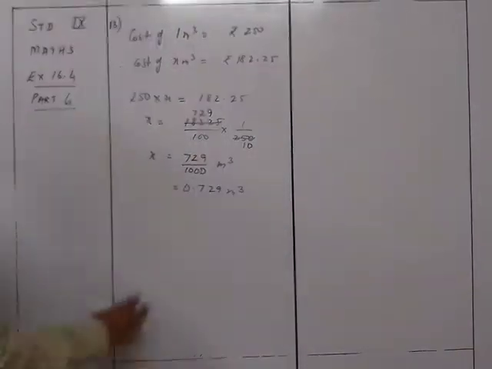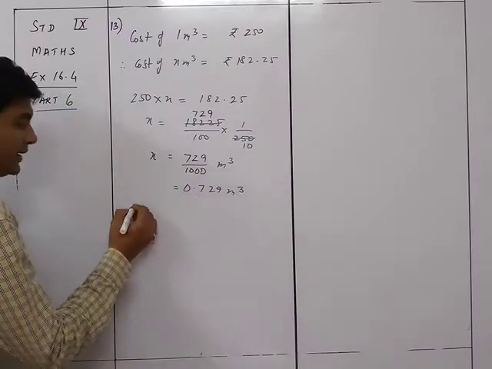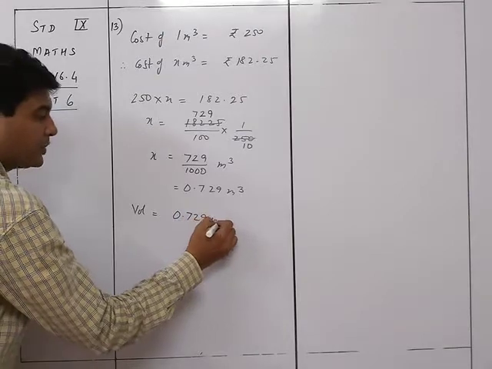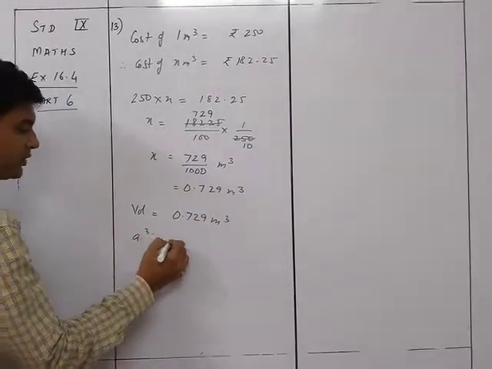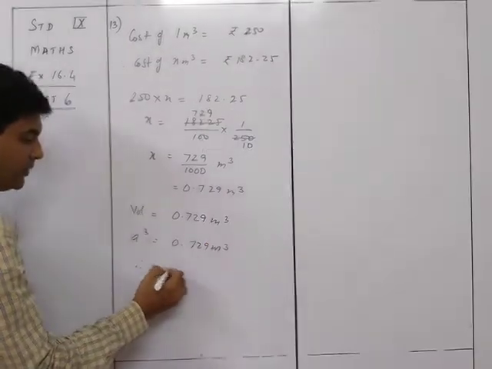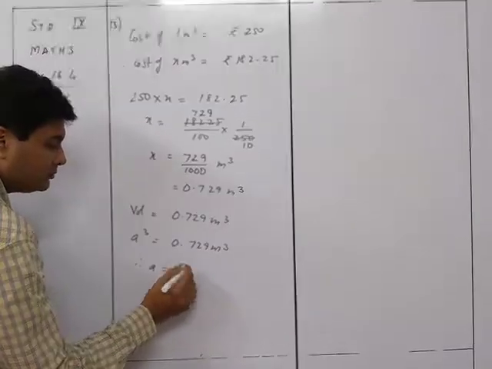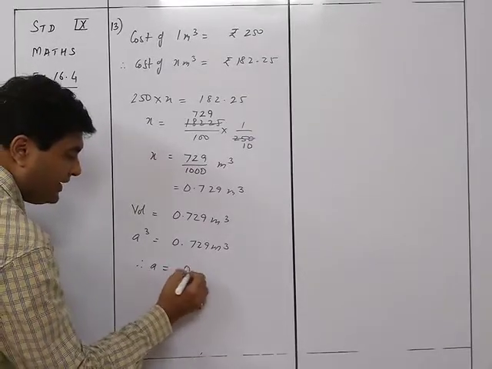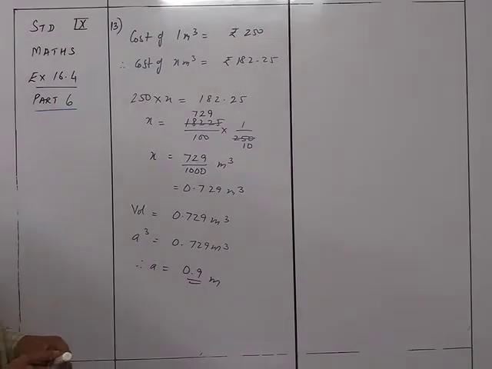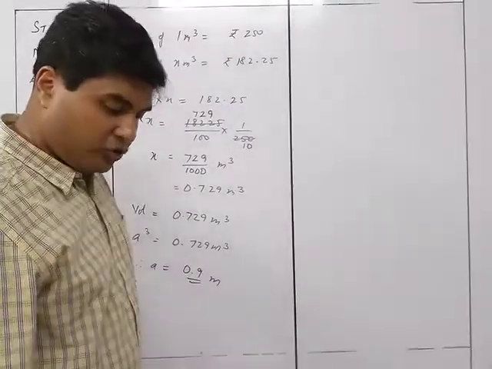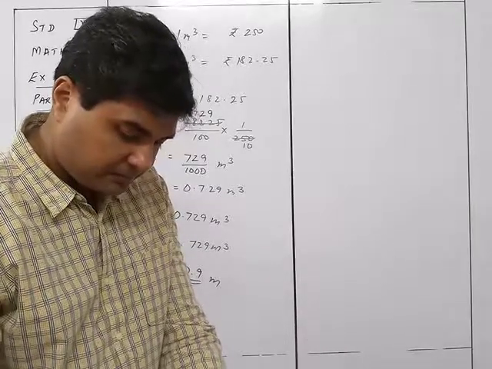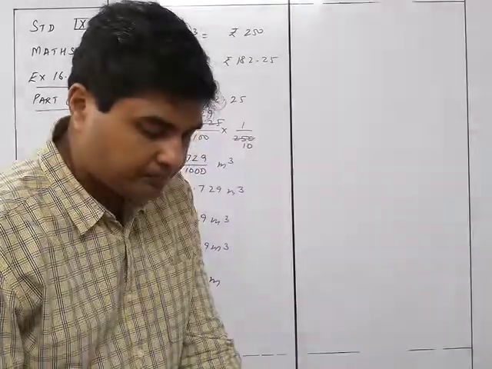So accordingly we know that if this is the cubical block of wood, I know that volume is equal to 0.729 meter cube. Therefore, a cube is equal to 0.729 meter cube. Therefore, a will be nothing but 9, or you can say 0.9 meters, because 9 into 9 into 9 is 729. So that gives me the one edge as 0.9 meters. That is sum number 13.